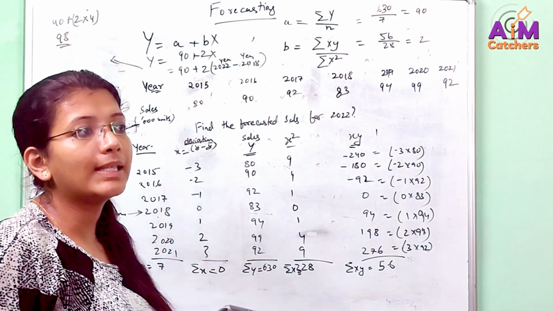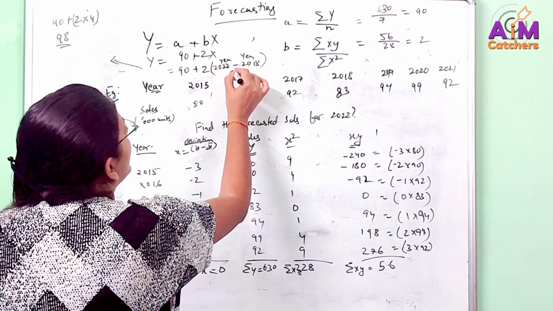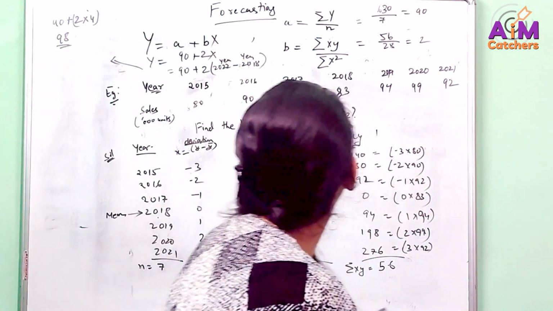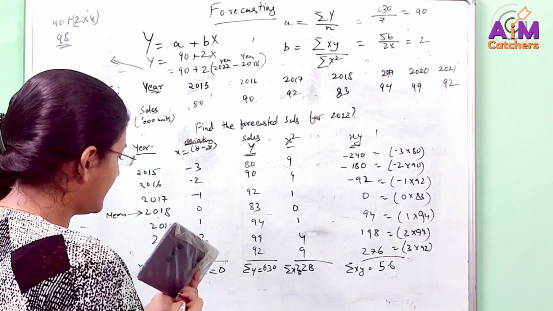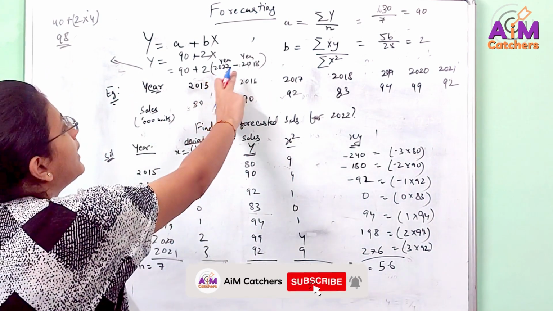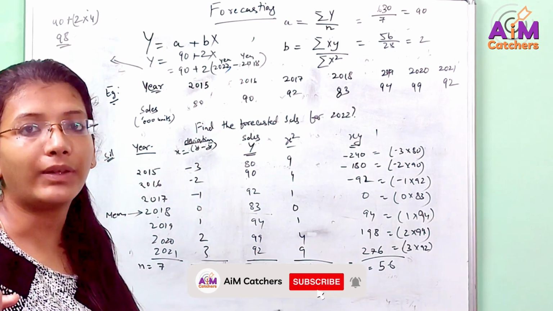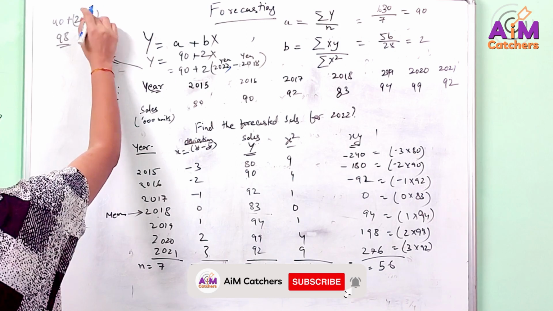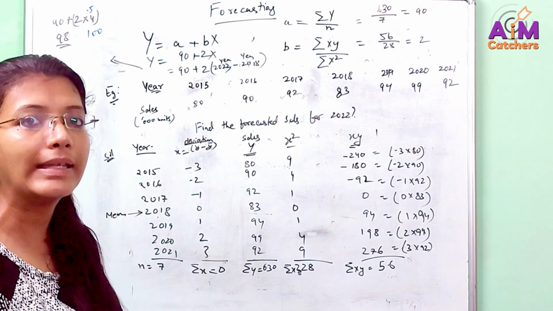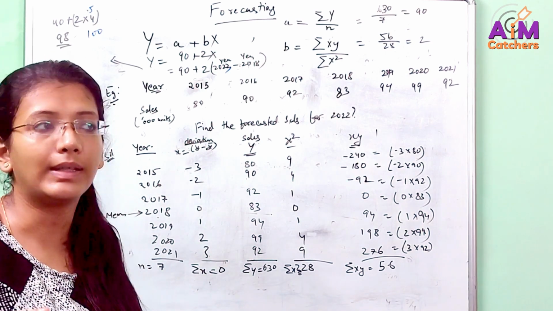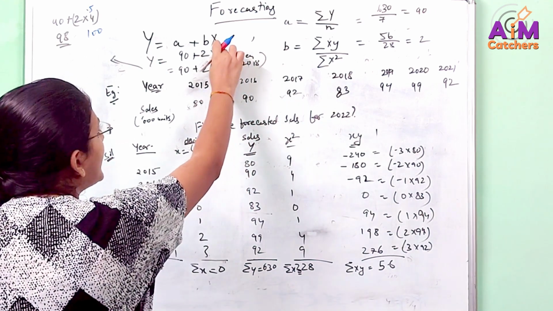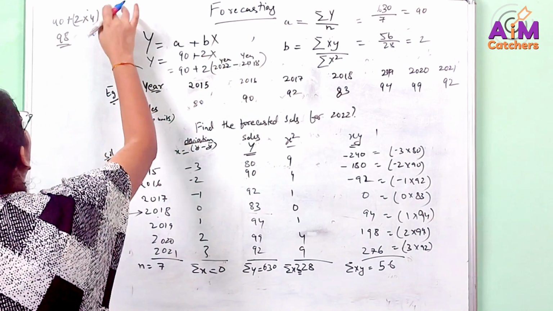Now if you want to calculate the sales for 2023, let me do it with another color so that you don't get confused. If you are asked to find out the sales for 2023, just write 2023 instead of 2022. 2023 minus 2018 will be 5 years. So here it will be 2 into 5. 5 2s are 10, so 100 will be the sales of 2023. That is not the actual sales, that is the forecasted sales. Similarly, you can calculate it for any year. You just have to subtract the mean to get the value of x, and then use this equation and you will get the value.